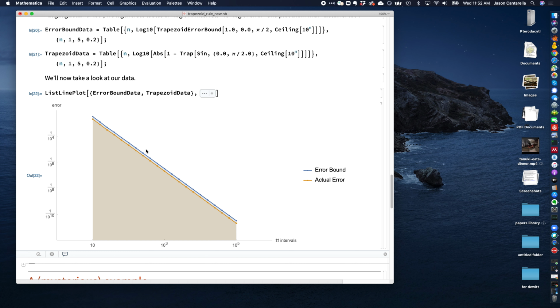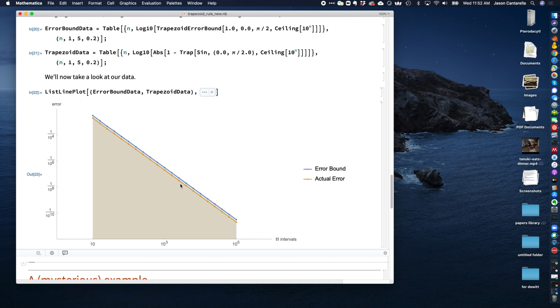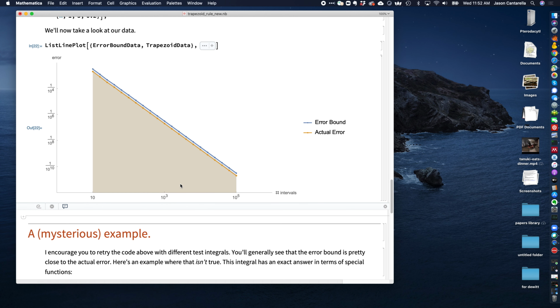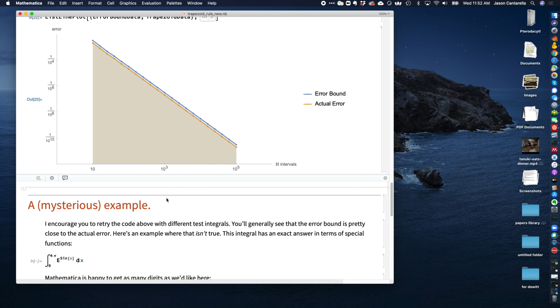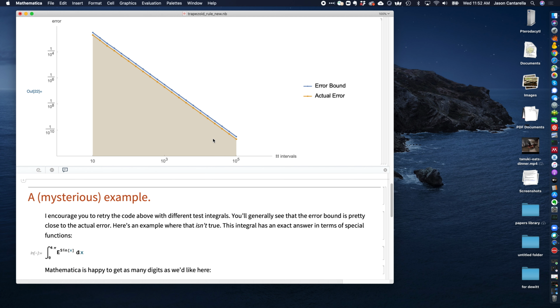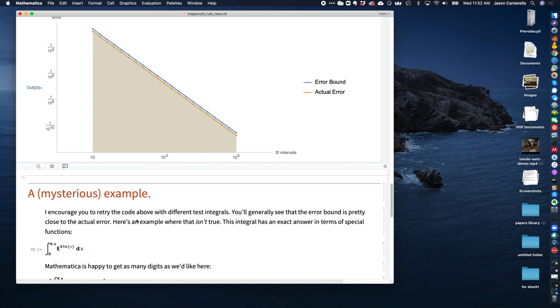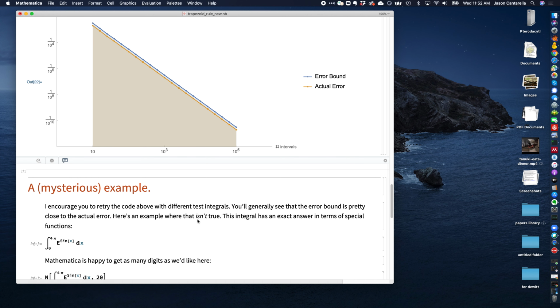Okay, so we can see that the results are actually quite close. The trapezoid rule comes pretty close to the theoretical error bound. So let's try another example. In the homework, you're going to try the trapezoid rule with different test integrals and look at the error bound. You'll see for most of the integrals that you try that the error bound is pretty tight. So here's an example where the error bound is not so tight.